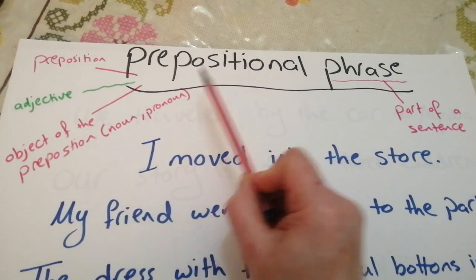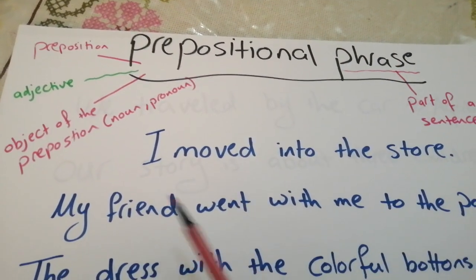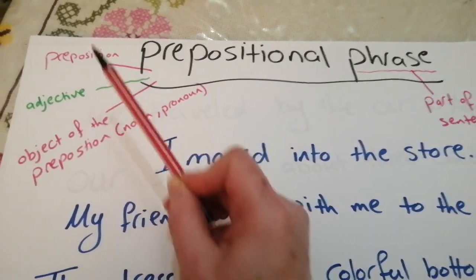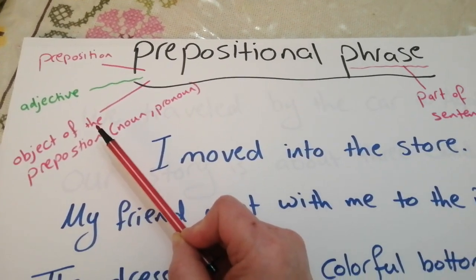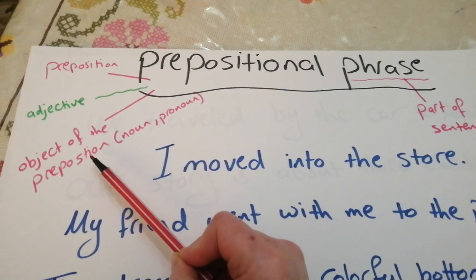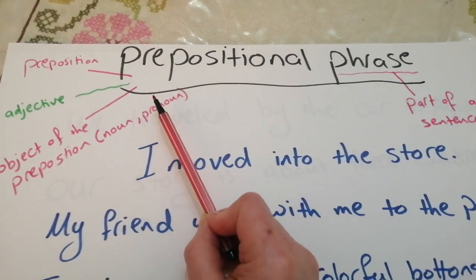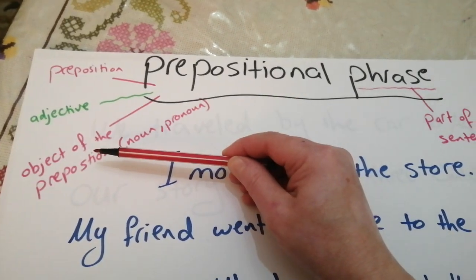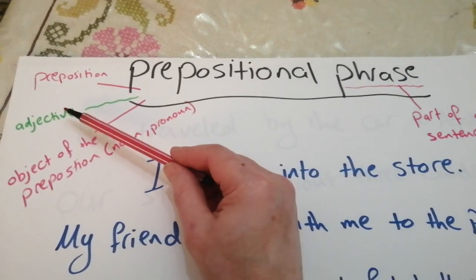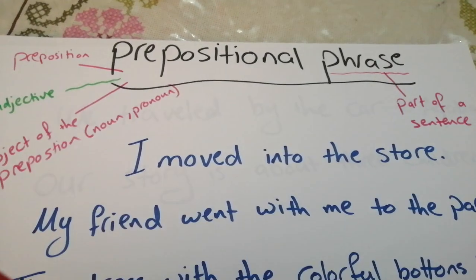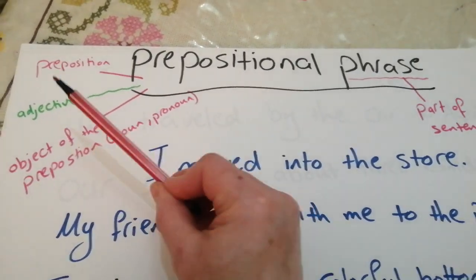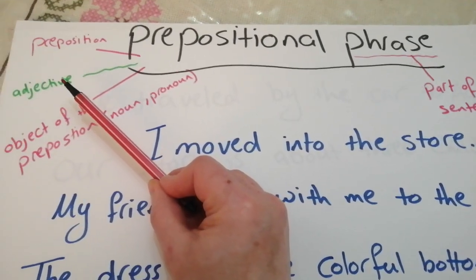So again, the prepositional phrase is part of the whole sentence. It starts with a preposition and it ends with an object of the preposition. And the object of the preposition could be a noun or a pronoun. Now, between the preposition and the object of the preposition, we may have adjectives and we may not.